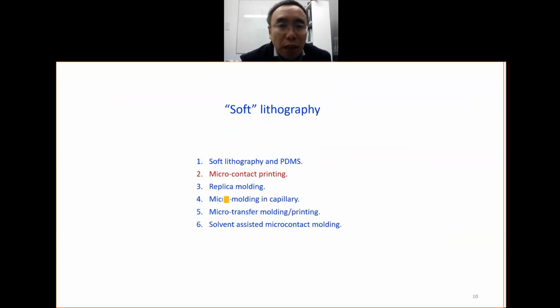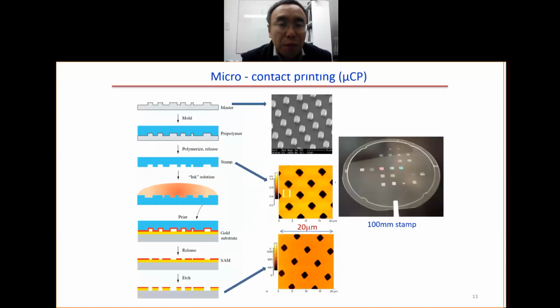So now let's look at forms of soft lithography using the PDMS. The first one is called microcontact printing. The idea is simple. First, you have this master mold. This master mold can be silicon or glass, or maybe SU8, some photoresist. Then you pour the prepolymer over it and cure the PDMS. You peel it off, so you have this mold called a stamp. You can see the mold here.